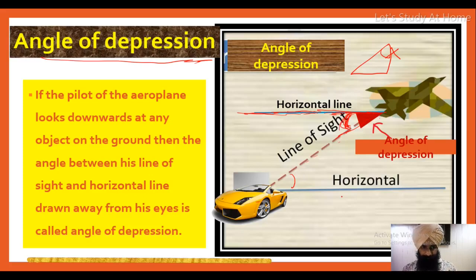Okay ji, let's see what they have written. If the pilot of aeroplane looks downward at any object, means the pilot is looking at the car, the angle between the line of sight and the horizontal line drawn from his eyes, the angle between both lines is called angle of depression. I think, am I clear about this concept, angle of depression and angle of elevation?